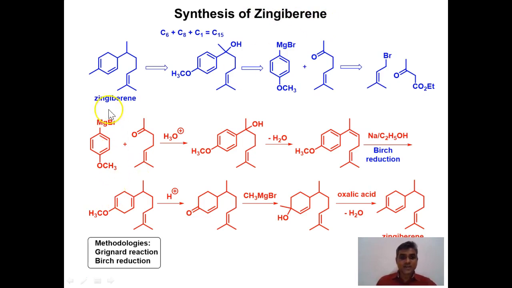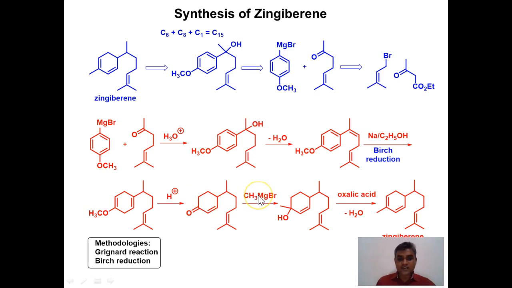So here we start with the Grignard reagent, paramethoxyphenyl magnesium bromide, which is treated with the methylheptanone. We get this tertiary alcohol. Tertiary alcohol undergoes dehydration. We get this double bond conjugated with this aromatic system. It is reduced. This double bond is reduced as well as this system is reduced, and we get a vinyl ether type of moiety here. And this vinyl ether under acidic conditions undergoes hydrolysis, and we get a cyclohexenone.